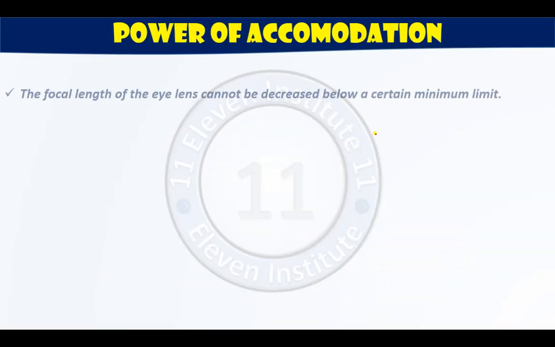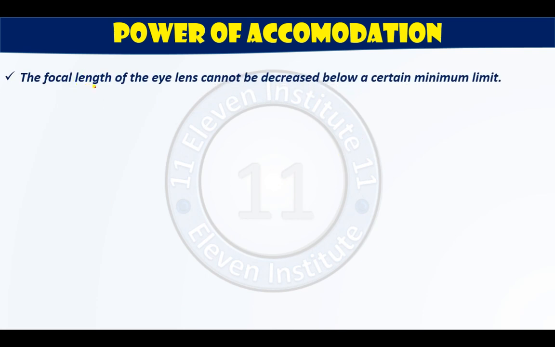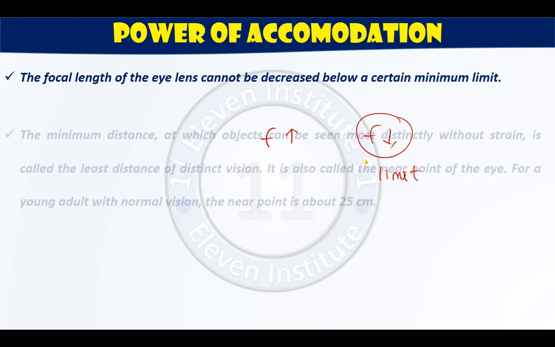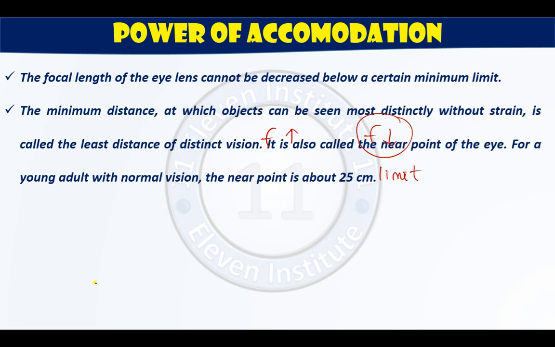Power of accommodation. Further, it is given that the focal length of the eye lens cannot be decreased below a certain limit. Right? We told that the focal length can increase and focal length can be decreased, but it can be decreased only up to a particular limit. You cannot decrease the focal length below a particular limit. Right? That point is known as the near point of eye.